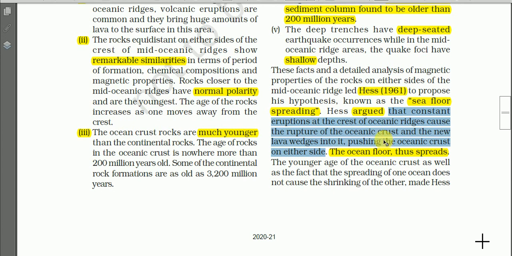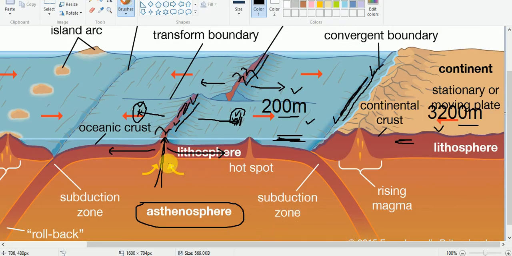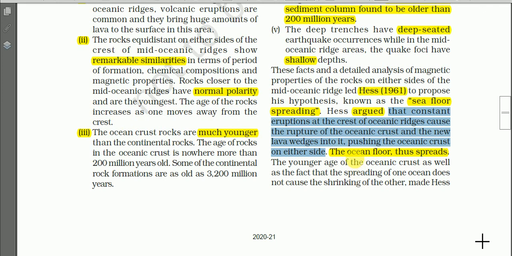Continuous eruption of the oceanic crust, and the new lava wedges into it, pushing the oceanic crust on either side. Because of the wedging in of lava along the crest of the mid-oceanic ridges, this oceanic crust, or the oceanic lithosphere, is forced to move away. So this is what we call sea floor spreading. The ocean floor thus spreads.